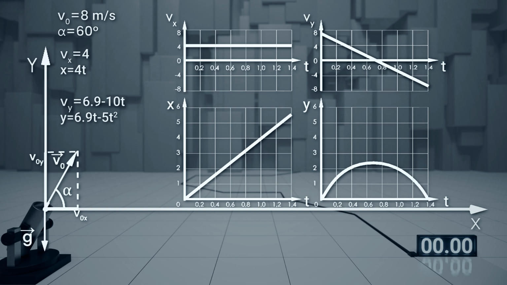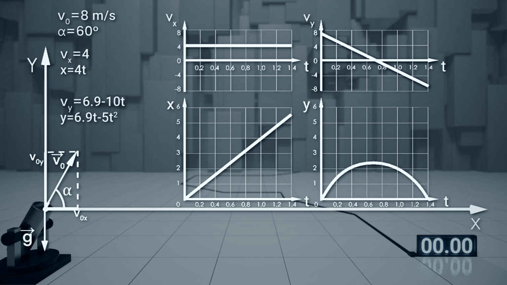Notice that the object reaches its highest point when the vertical velocity projection is 0. From the graph, this happens at approximately 0.7 seconds, so the total flight time is 1.4 seconds. From the graph, we can also see that the maximum height is 2.4 meters and the range is 5.6 meters.